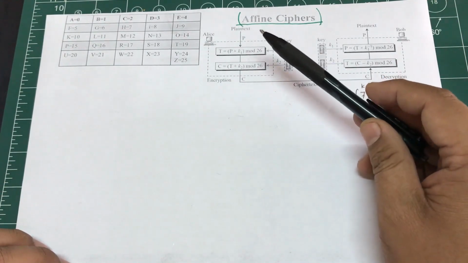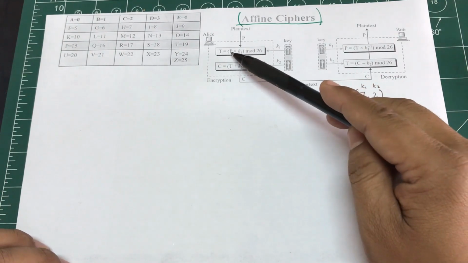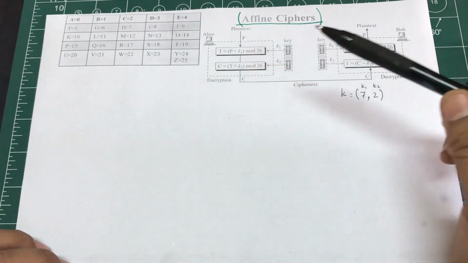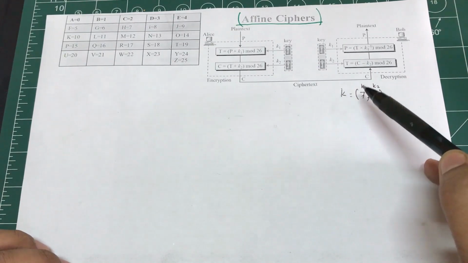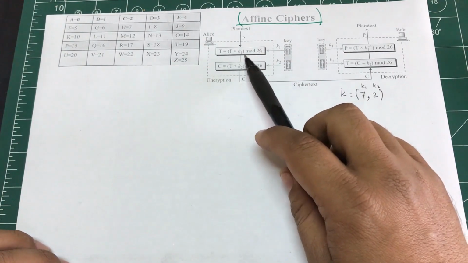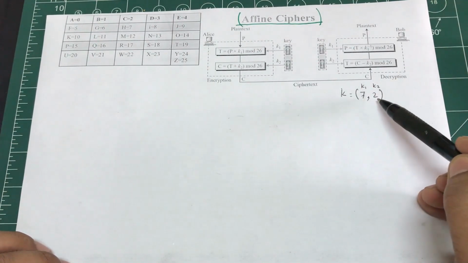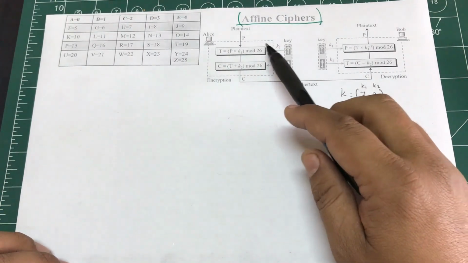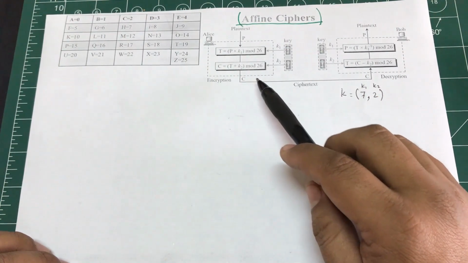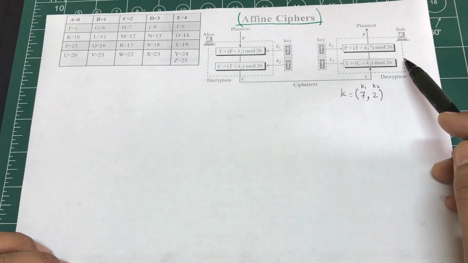What the sender will do is take your plain text, or message, and multiply that message by K1, which is going to be this key 7, mod 26. Whatever answer it gets, it will encrypt that again using K2, which in our case is 2. After that, that becomes your ciphertext. It will send that to your receiver, which is Bob.